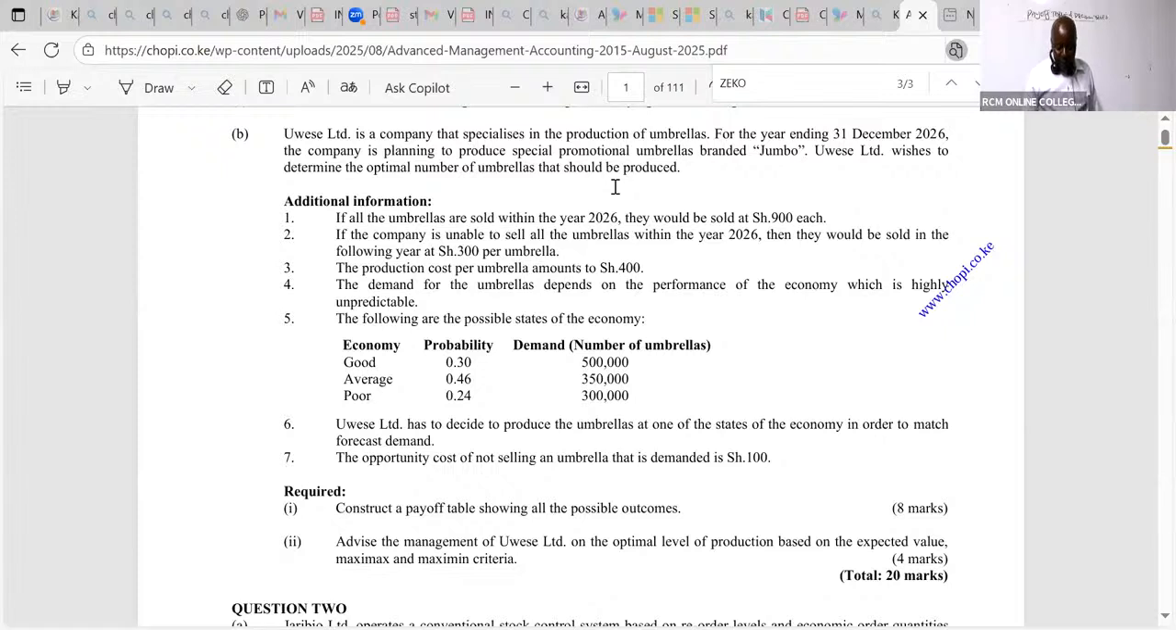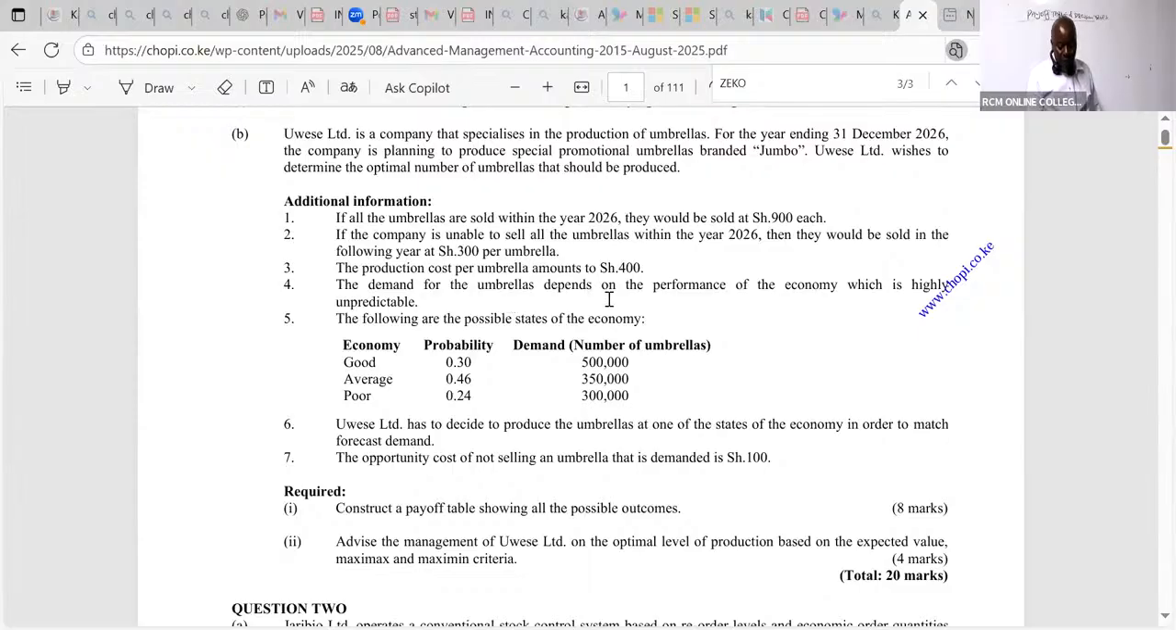Additional information: if all the umbrellas are sold within the year, when you are very lucky, they would be sold at a very high price of 900. If the company is unable to sell all the umbrellas within the year 2026, they would be sold in the following year at a very low price of 300. The production cost per umbrella is 400.